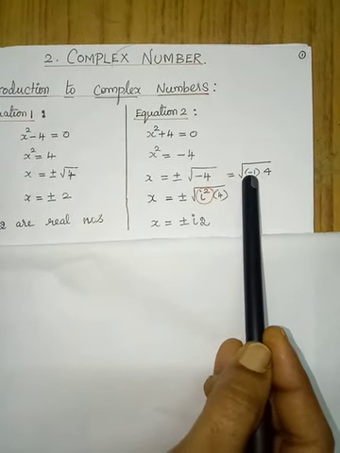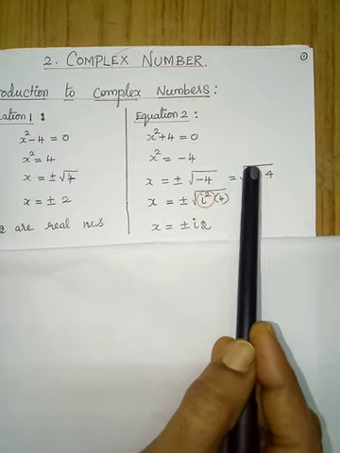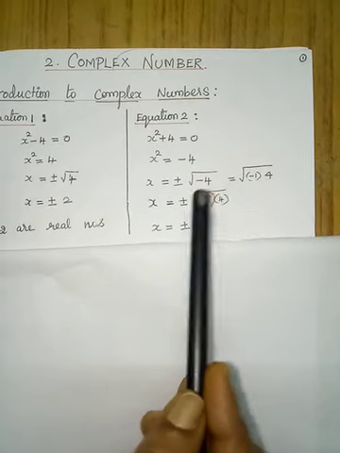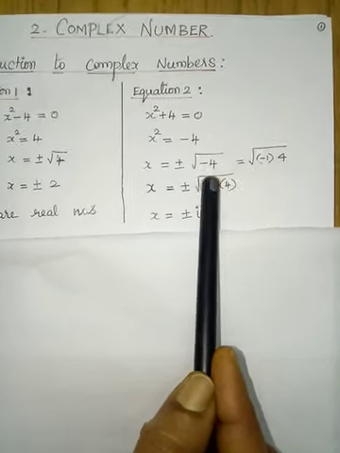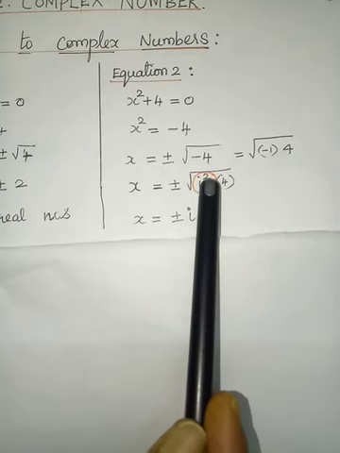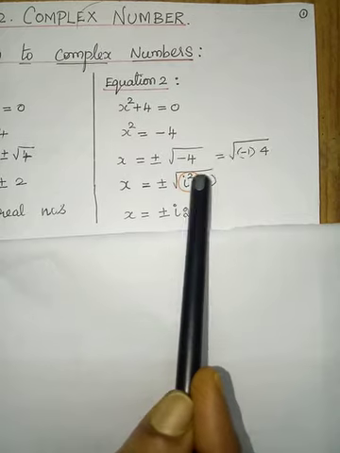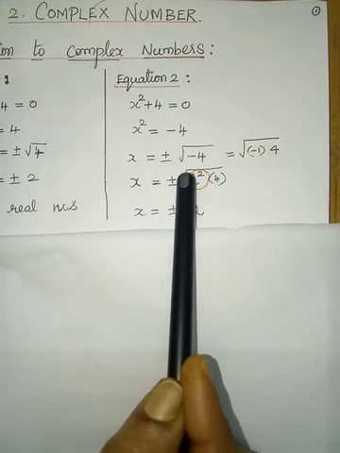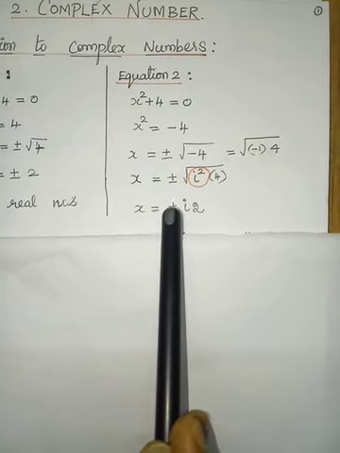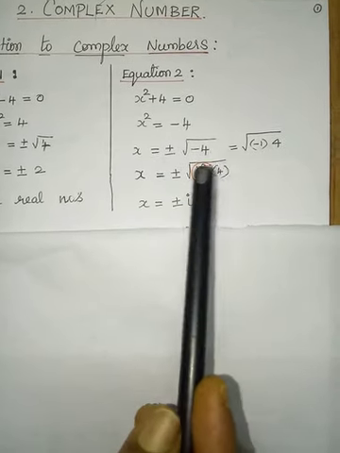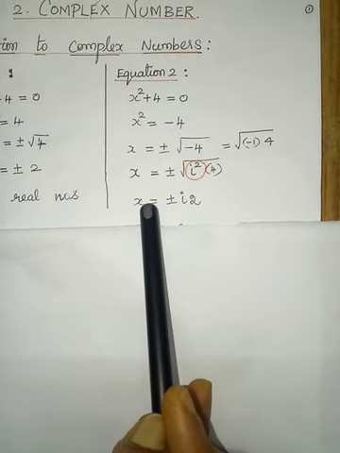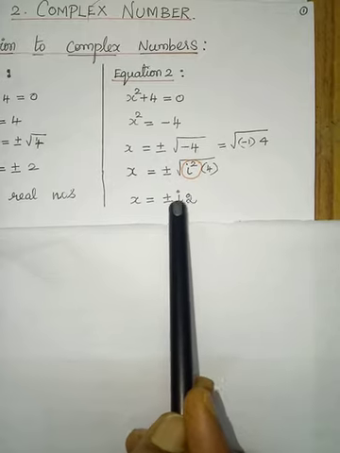Minus 4 can be written as minus 1 into 4. So instead of minus 1, we introduce i squared. Instead of minus 1, it has to be written as i squared. So i squared into 4. When you take the square root of i squared, it is i. So here your answer is x is equal to plus or minus 2i.